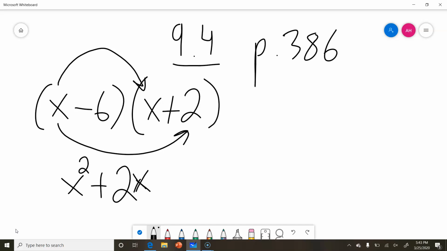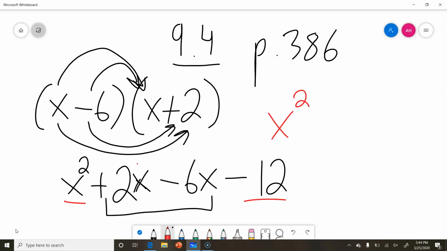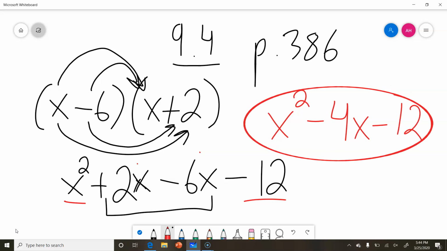Then we take the inside, the negative 6, multiply it by the x, and we get minus 6x. And then lastly, we take the negative 6 times the positive 2, which equals negative 12. As you can tell, these are like terms, so we're going to change color here and combine these for our final answer: x squared stays the same, 2x minus 6x is minus 4x, minus 12. And this right here in red is our final answer.